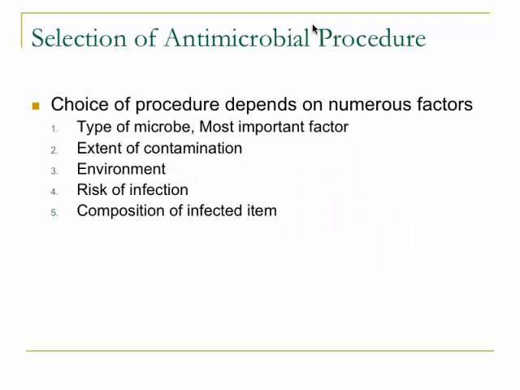Okay, so as I mentioned, when selecting the procedure, the most important factor is the type of microbe that you're targeting. So, for example, if you simply want to reduce the number of bacteria, washing our dishes, washing our hands, washing our food is a very effective means of reducing bacteria on our food.